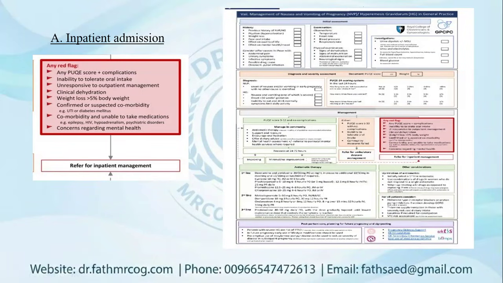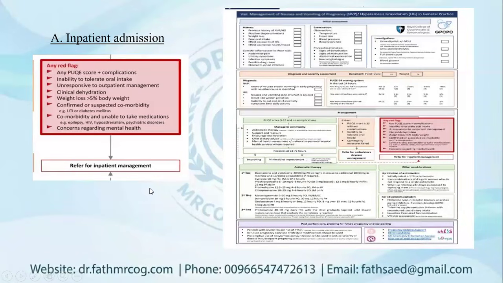And we have the red flags. If the patient has a score and any complication, or inability to tolerate oral intake, and you give her daycare management and she is not responding, or the patient is unresponsive to outpatient management, that means the daycare, or the patient has clinical dehydration with weight loss more than 5%, or confirmed or suspected comorbidity. This is the one that came in the exam before. I remember in one recall they gave a patient with UTI who wanted to take oral medication but could not, so she would be admitted.